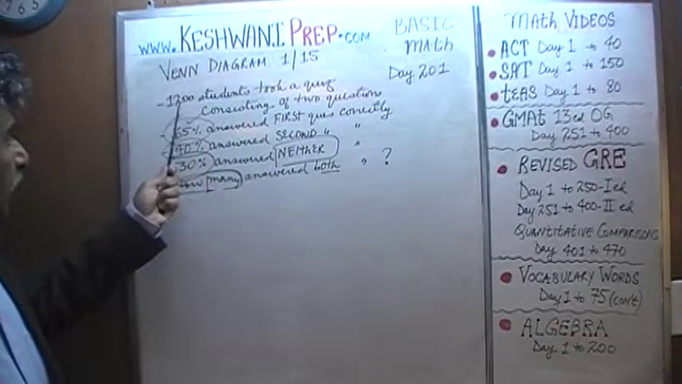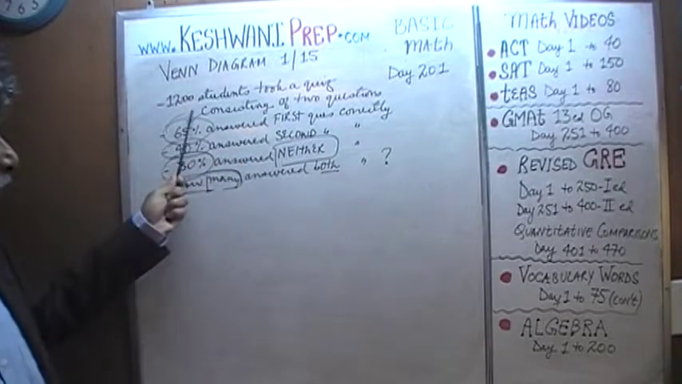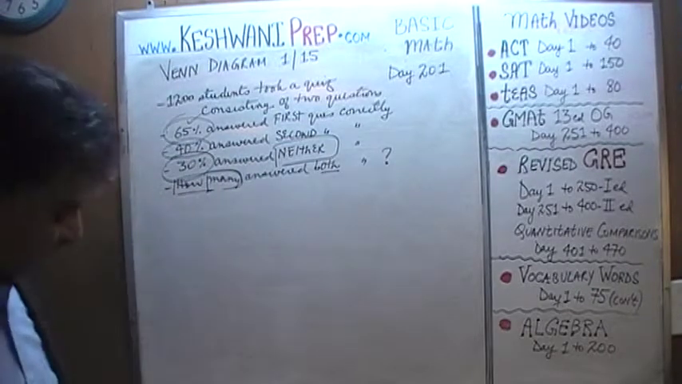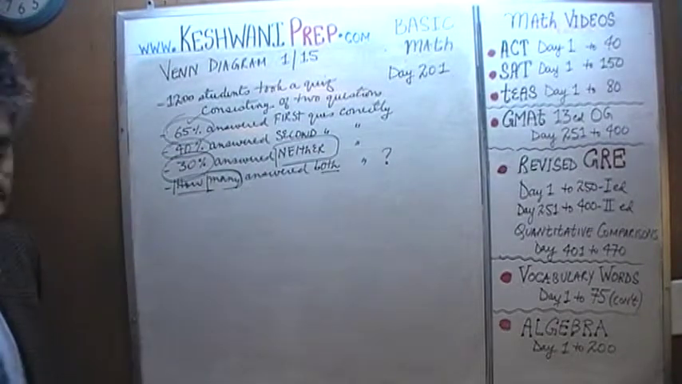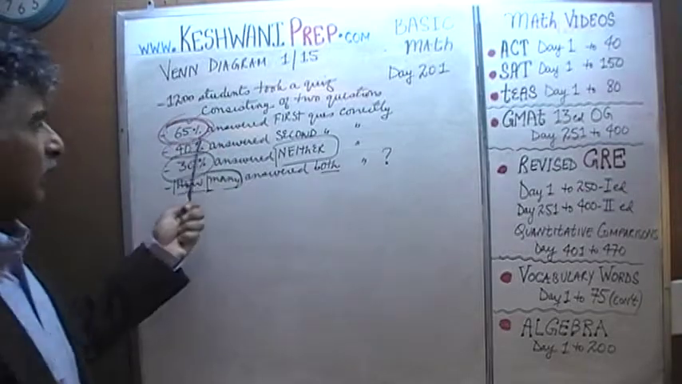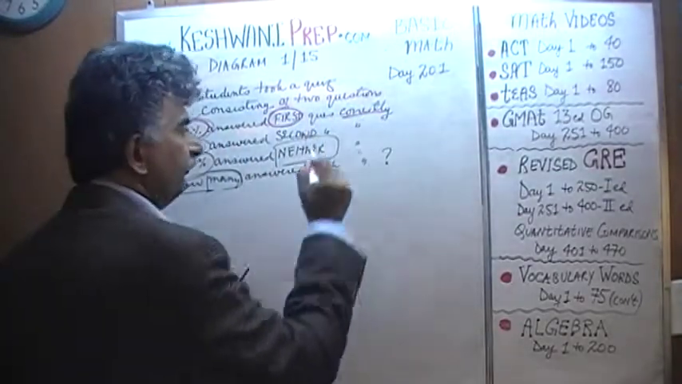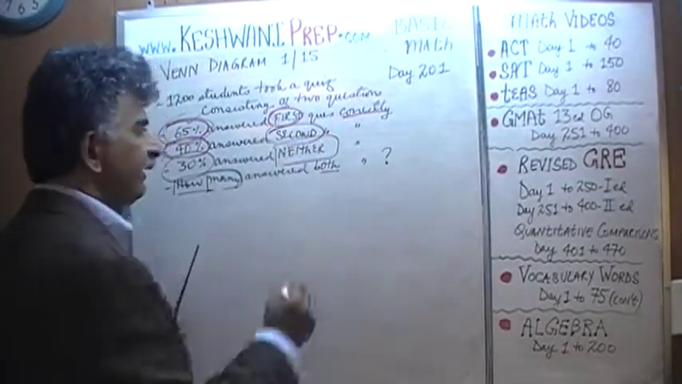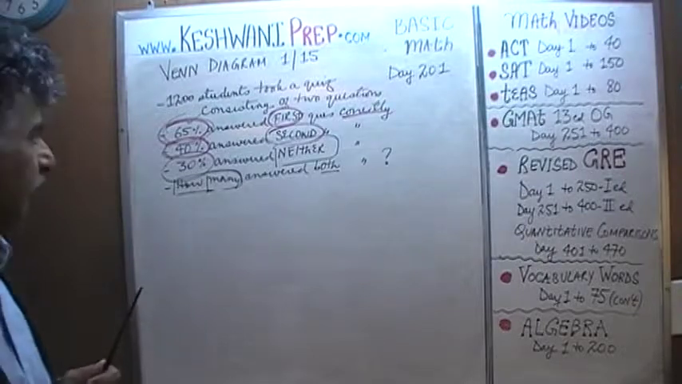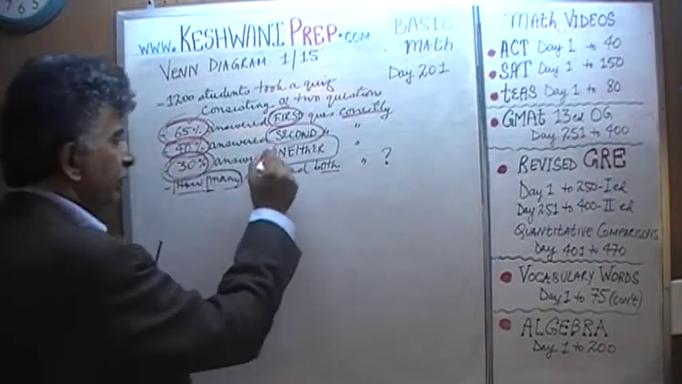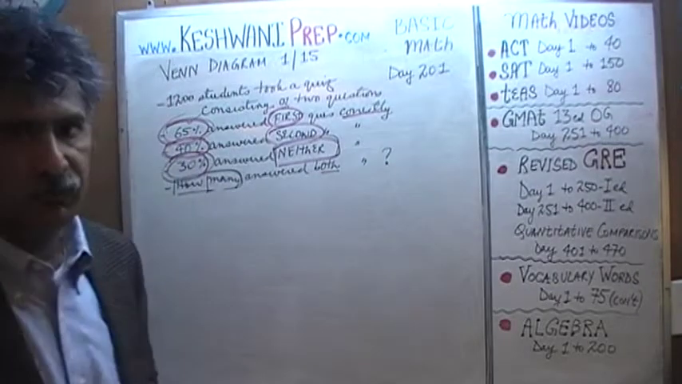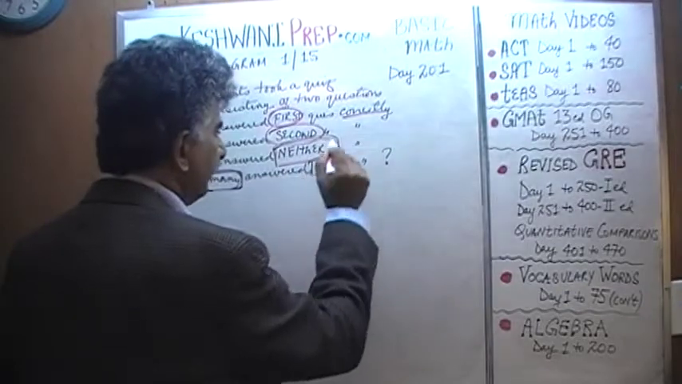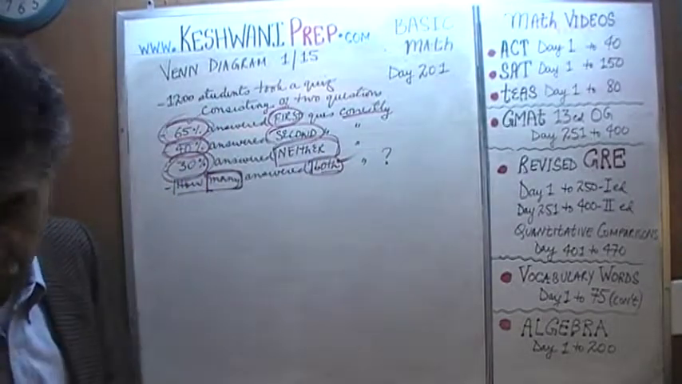We are told that 1200 students took a quiz which consists of two questions. We are told that 65% of the students who took the quiz got the first question correct. They further tell us that 40% of the students got the second question answered correctly. We are further told that 30% managed to answer neither of these questions correctly. The question simply is, how many students managed to answer both of these questions correctly?